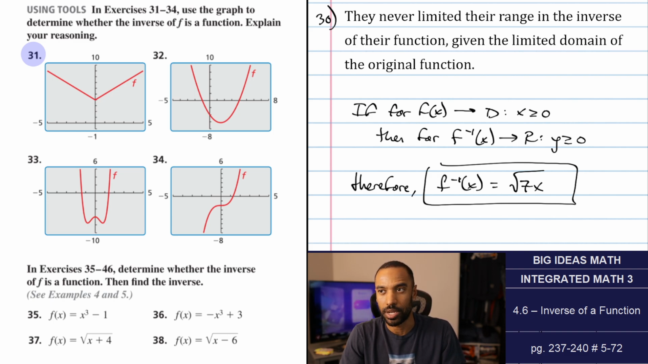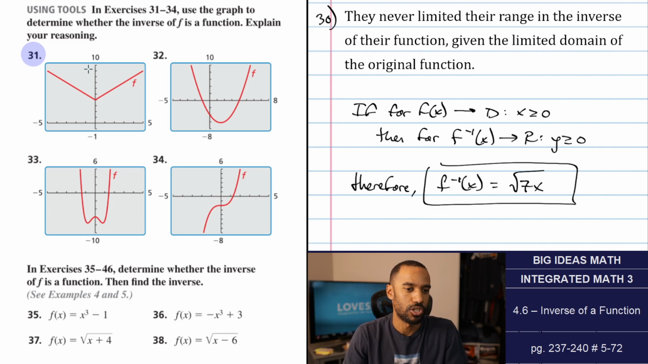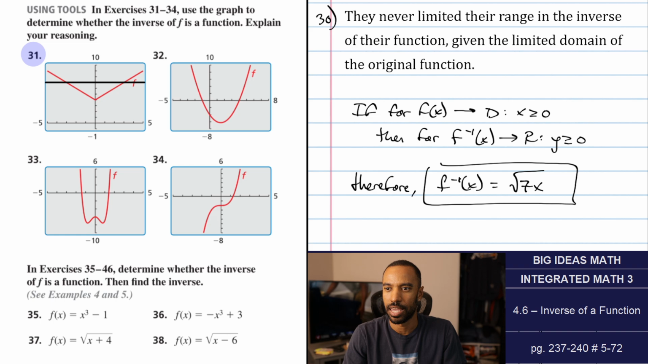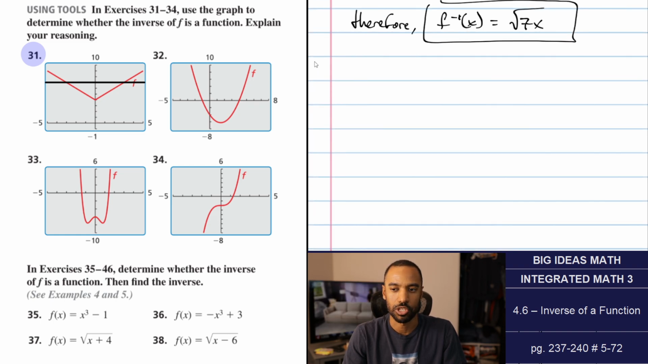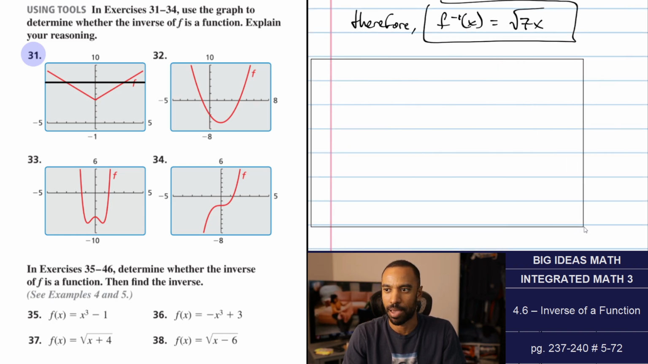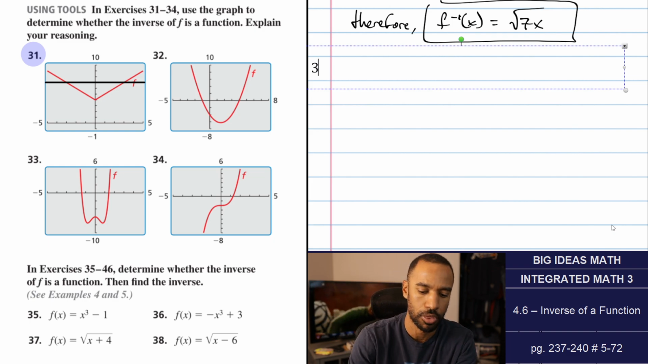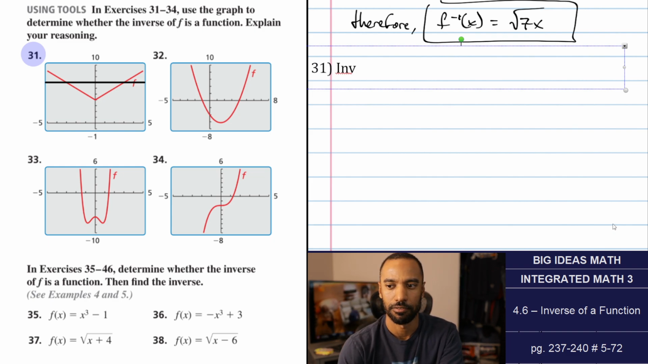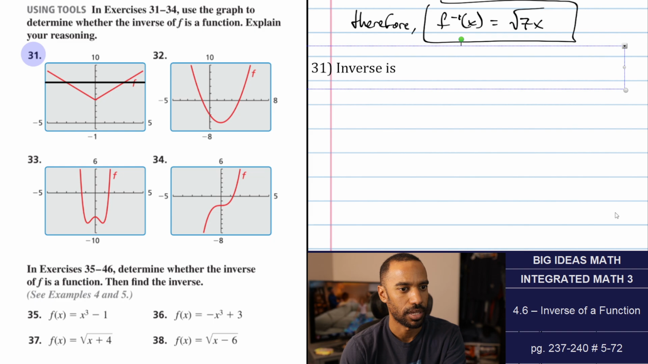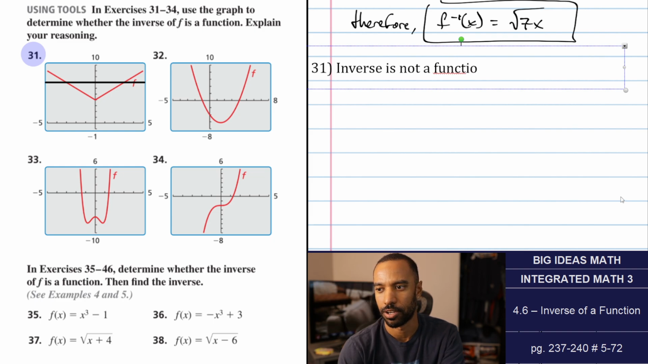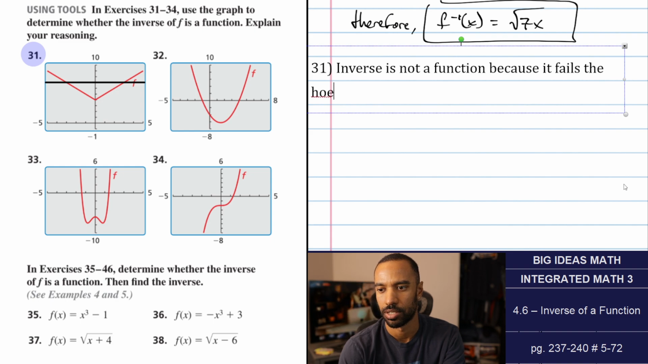The inverse function would need to pass its vertical line test. Wait, what did I say? The inverse would need to pass its vertical line test. Therefore, the original function needs to pass the horizontal line test. This one fails the horizontal line test, so number 31 is not a function. And that's all I'm going to say on all these ones. Do they pass or fail the horizontal line test? So number 31, the inverse is not a function because it fails the horizontal line test.